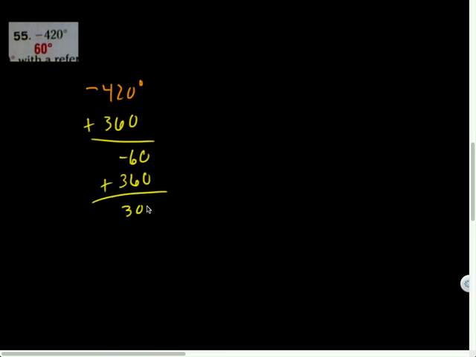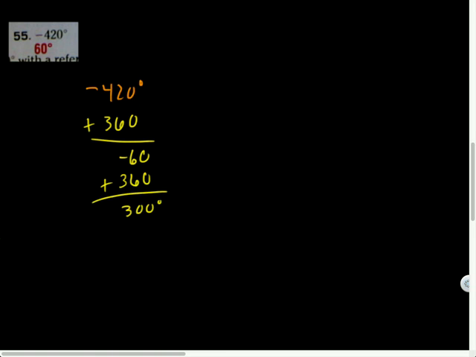So negative 420. If I want to find a coterminal angle, I'm going to find one that's between 0 and 360 first. So I'm going to add 360. Negative 420 plus 360 is negative 60. And then I'm going to add another 360 to that, and I'll get positive 300.